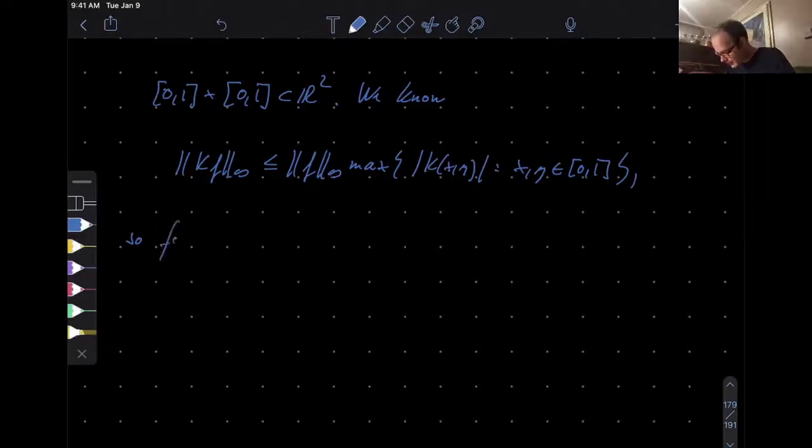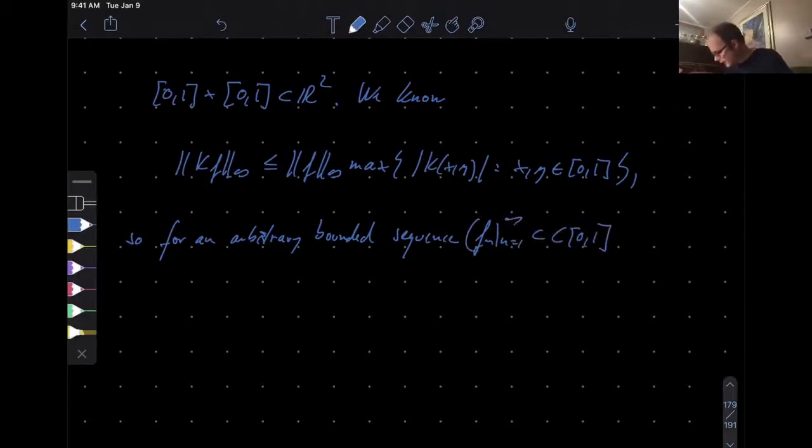And for this I again need Arzela-Ascoli. So for an arbitrary bounded sequence f_n, so that's a sequence of continuous functions, and any x, x prime, say, in [0,1]. So I have to show that this defines a family of uniformly bounded equicontinuous functions on [0,1]. All right, so let's do this.